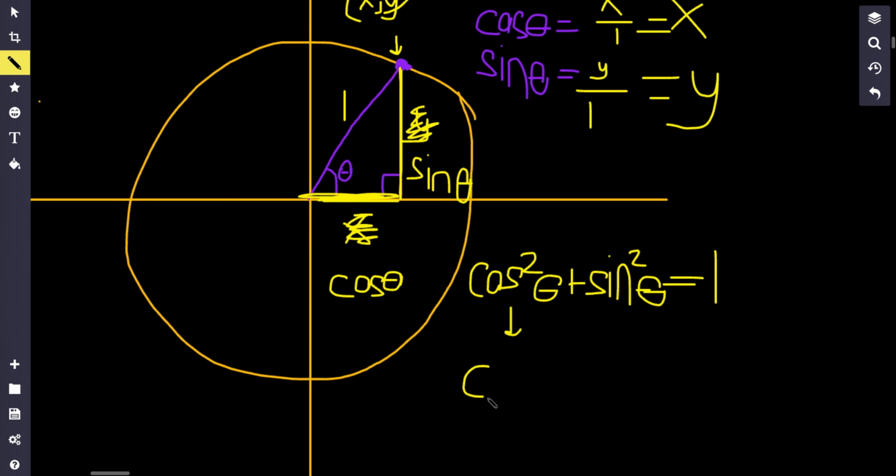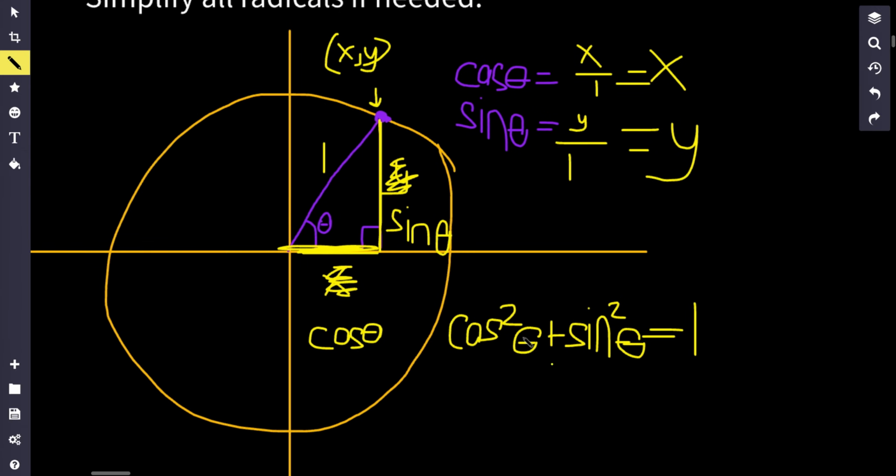If any of you guys are confused, cosine theta squared, you can write it like this. So these two things are equal to each other. If you write cosine of theta squared, that's the same thing as cosine squared theta, right? These two things are the same thing. The reason I write it this way is just because it's easier, but there's no difference.